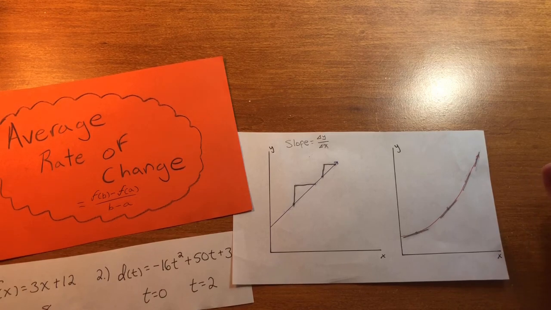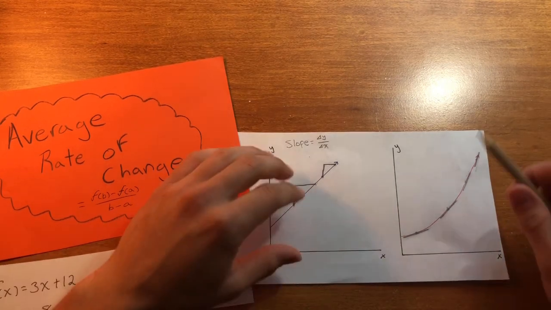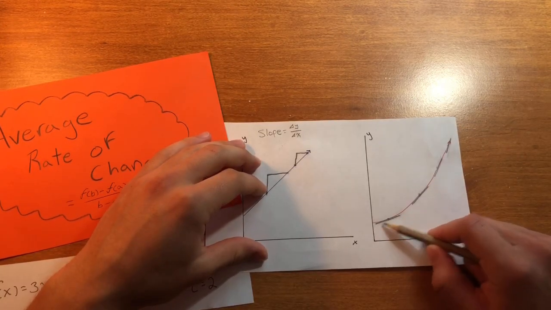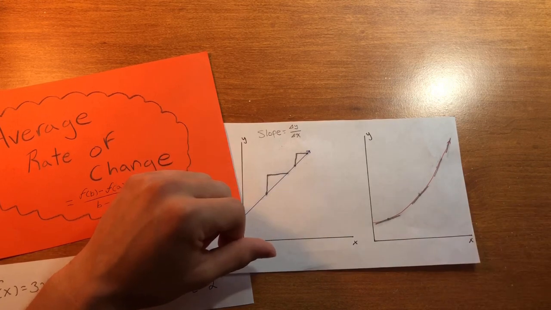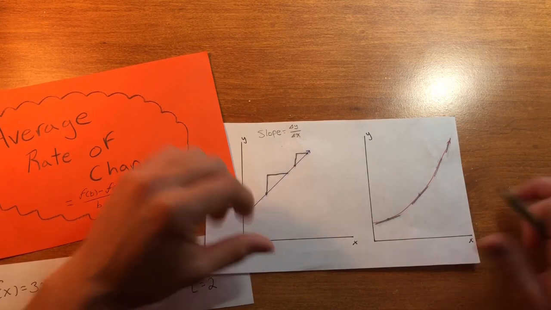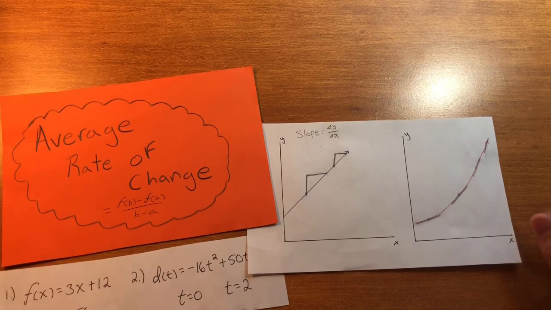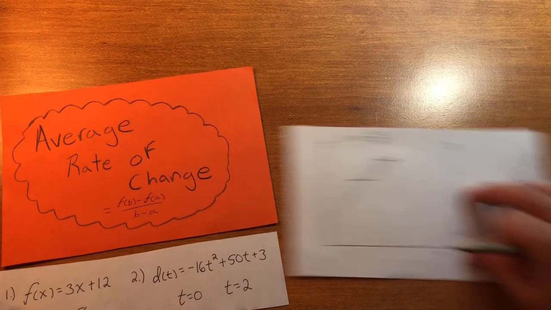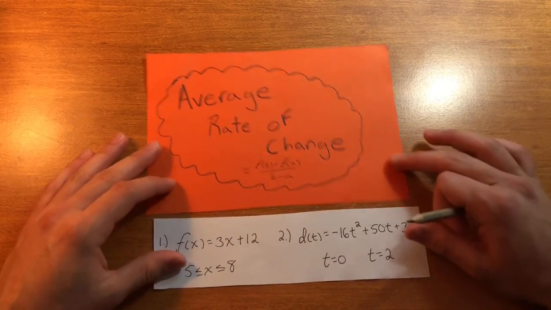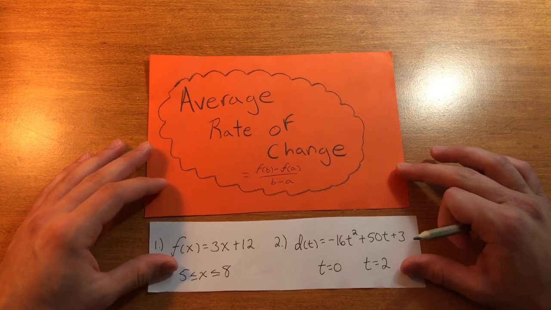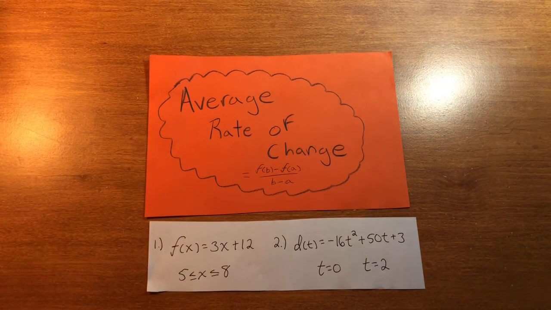What do I mean by that? Well, let's say you got an 86, and then you got a 96 on an exam, then you got a 72 on an exam. Then it's going to be quite useful to find your average for those test scores. Just like this, if my slope of the tangent line is constantly changing at each point, it's going to be quite useful to find my average rate of change. So let's run through these two problems here, and hopefully you'll get a better understanding of average rate of change and how to use this formula.